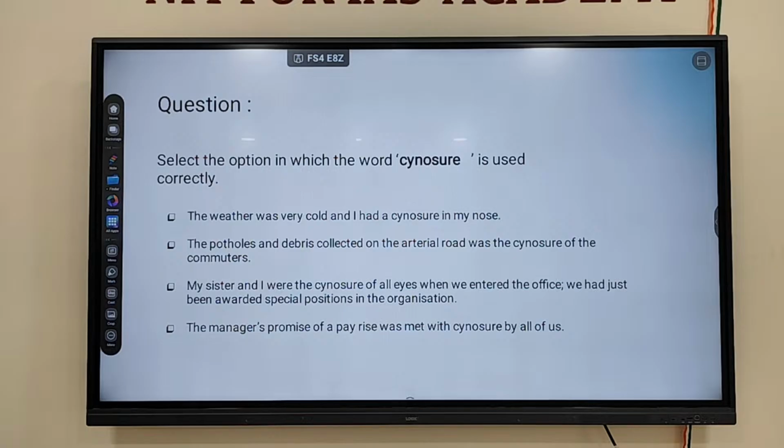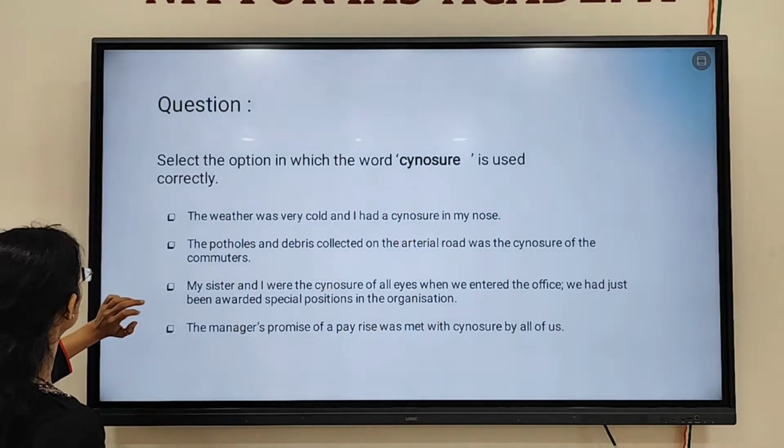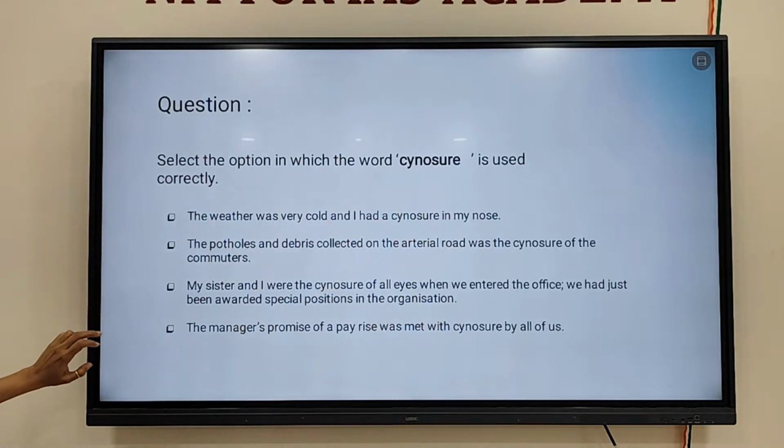The word is cynosure. Used correctly. What is the meaning? A person or thing that is the center of attention. Okay, center of attention. The weather was very cold that I had a center of attention in my nose. The potholes and debris collected on the arterial road were a cynosure of the commuters. Might be 50-50. Let us put here 50-50. Kindly read the third and fourth sentence.